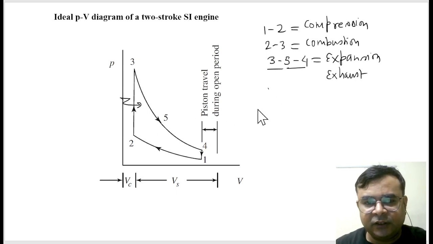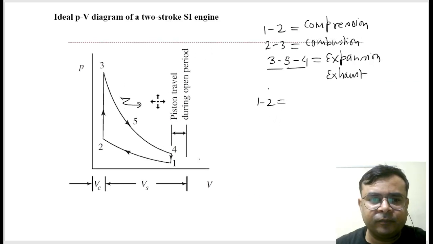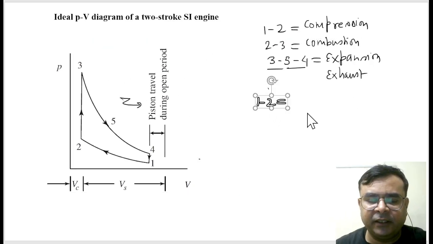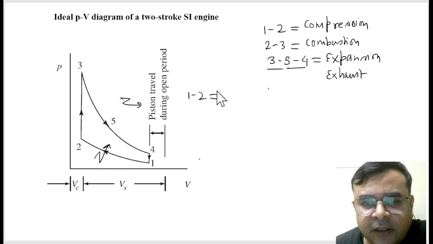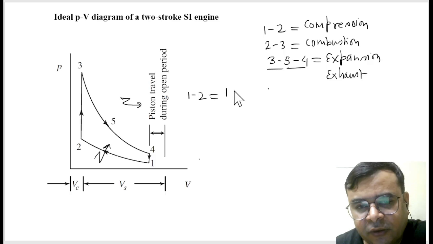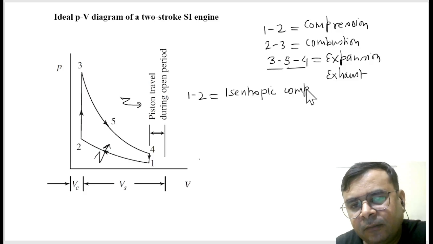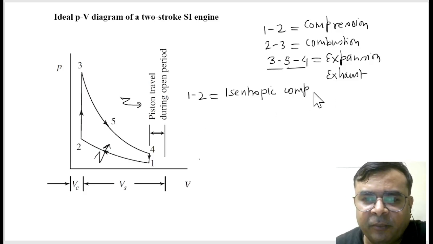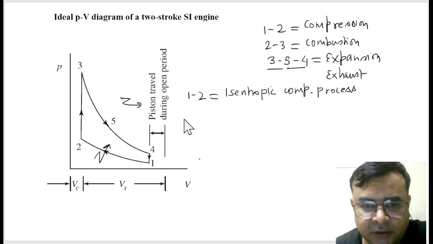Is it right? Process 1 to 2, I'm writing here again. So in 1 to 2 process, isentropic compression takes place. Is it right? This is named as the isentropic compression process.